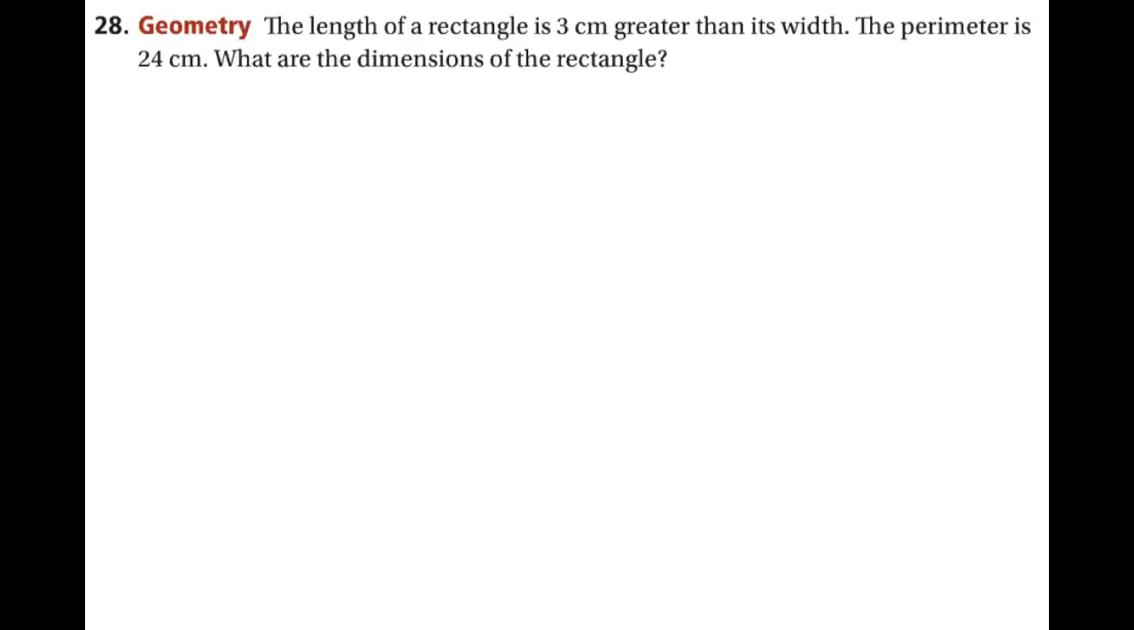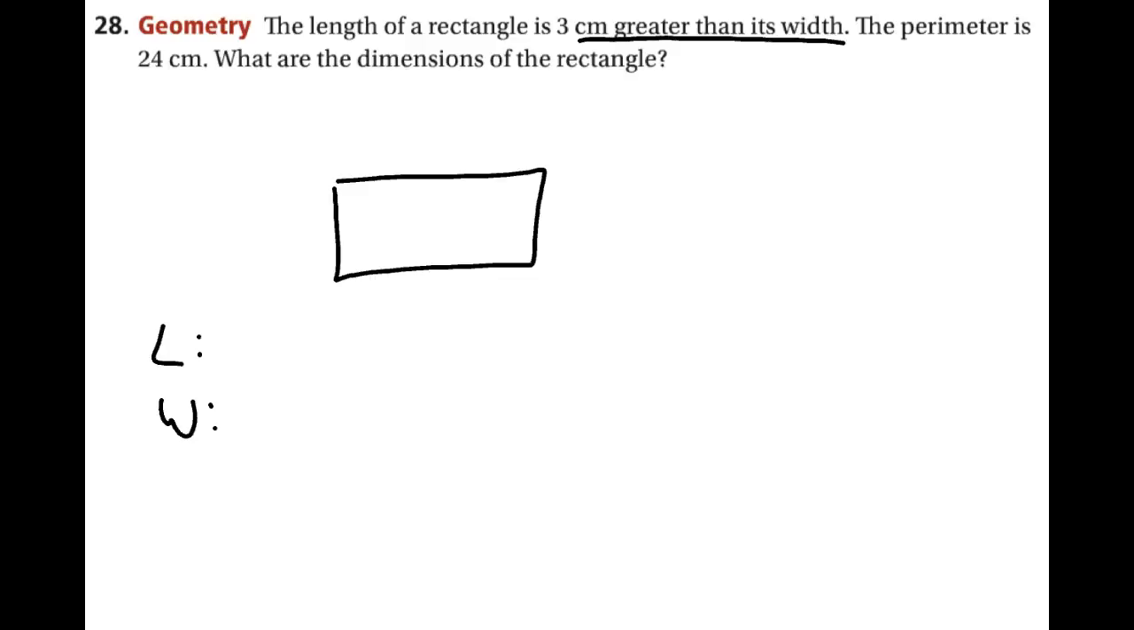Okay, next one. Length of a rectangle is 3 greater than its width. Perimeter is 24. So I have a rectangle. It has a length and a width. I don't know what they are, so I'm going to let one of them be x. Now it says the length is 3 greater than the width. Since we're using the width to describe the length, I would let the width be my variable, my x, or you can even just use w if you want.